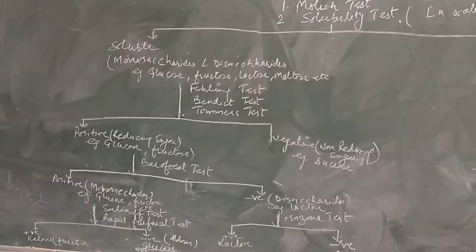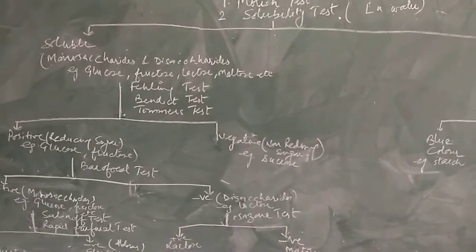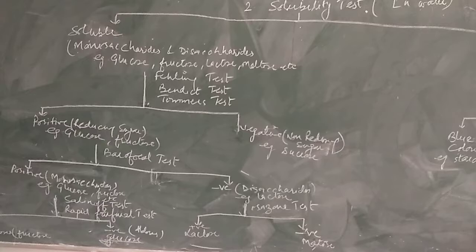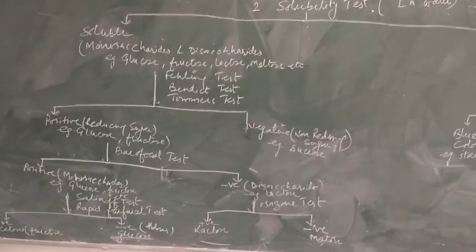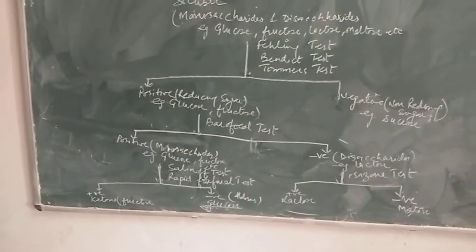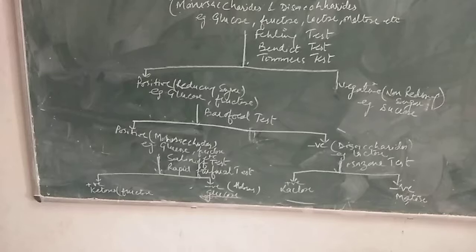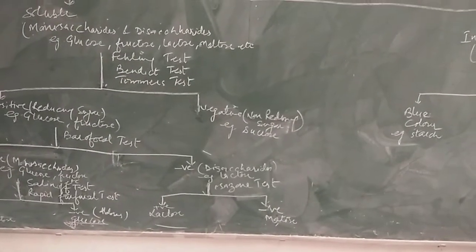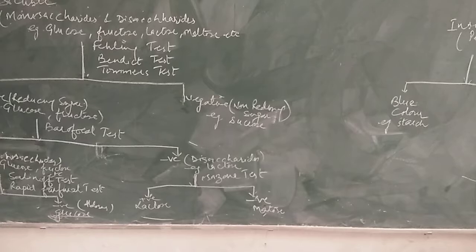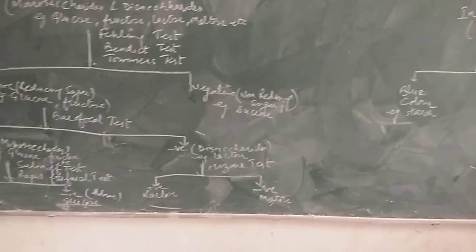Examples of monosaccharides and disaccharides are glucose, fructose, lactose, maltose, etc. Then we do the Fehling test, Benedict test, Seliwanoff test. If these tests are positive, then reducing sugar is present. Example is glucose, fructose. If these tests are negative, then non-reducing sugars are present. Example is sucrose.